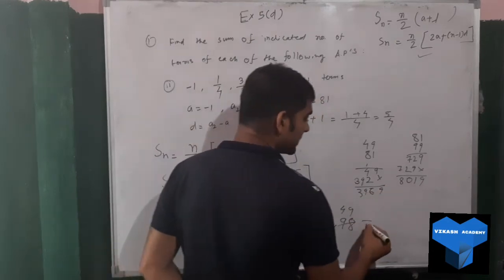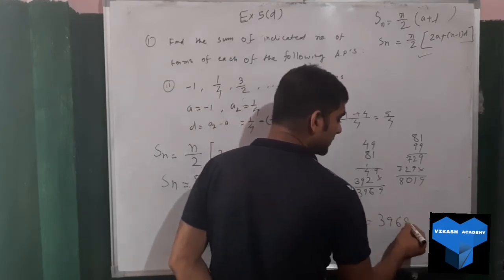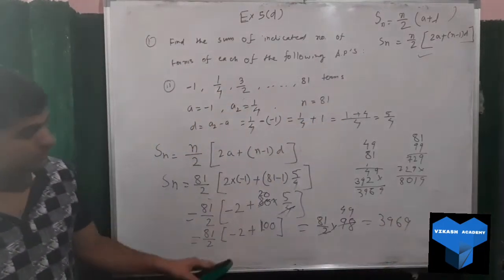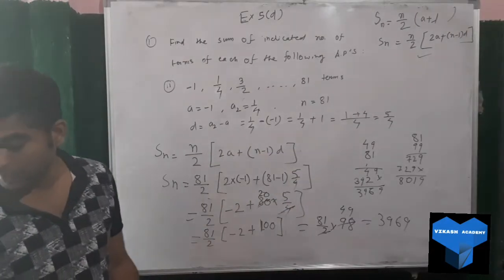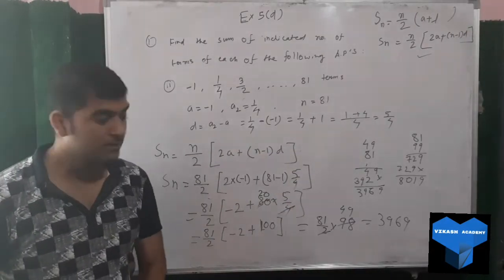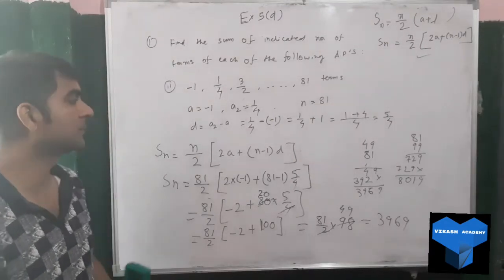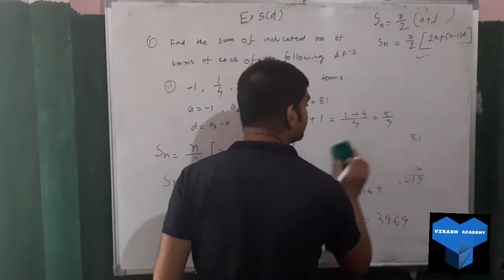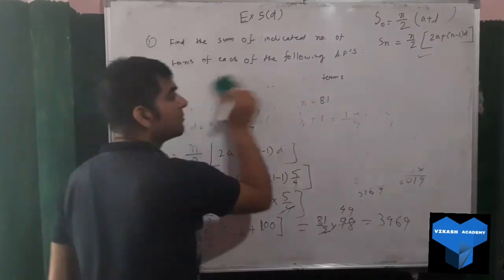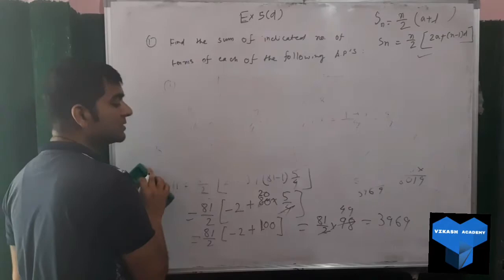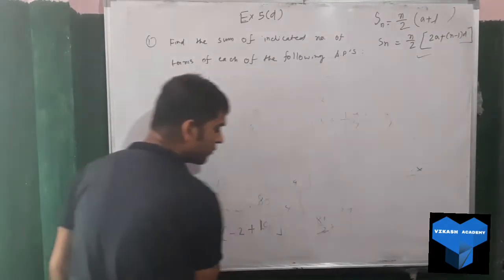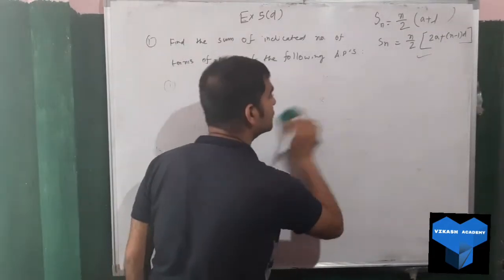We are getting 3969 as the answer. I hope you are clear with this. We have just corrected it: 5 by 4 is the difference, so that will be your answer here, 3969. I hope you are clear with question number 1 and question number 2 from subdivision 1. Let us move to the next question now.